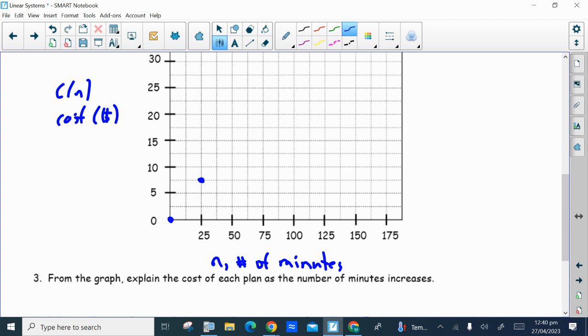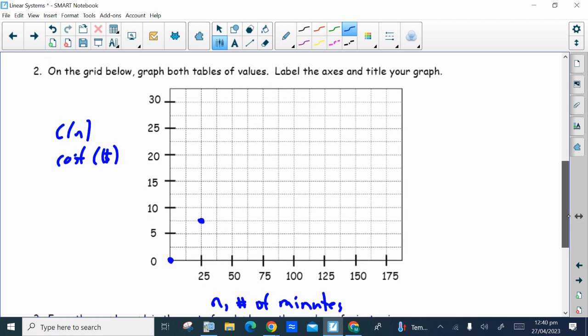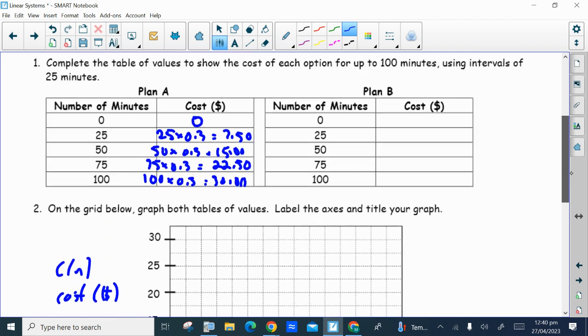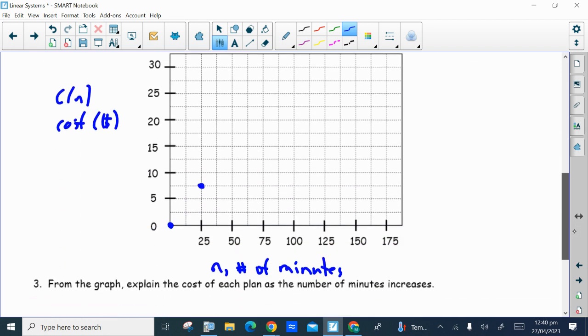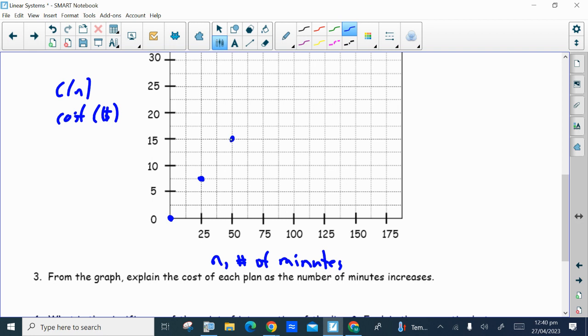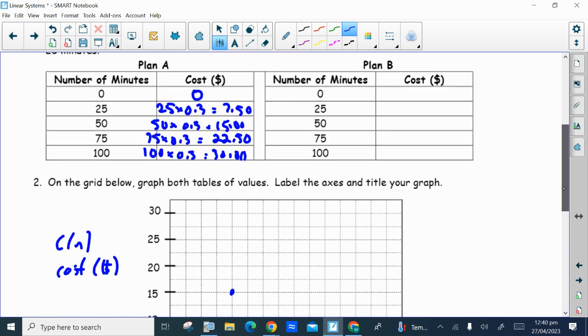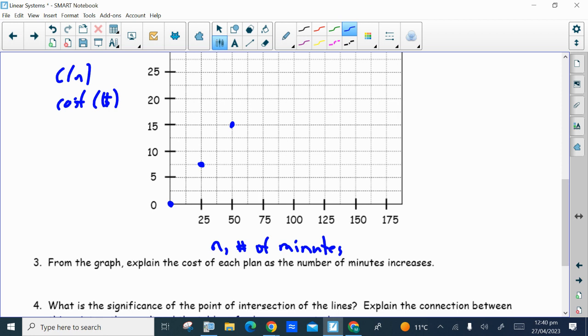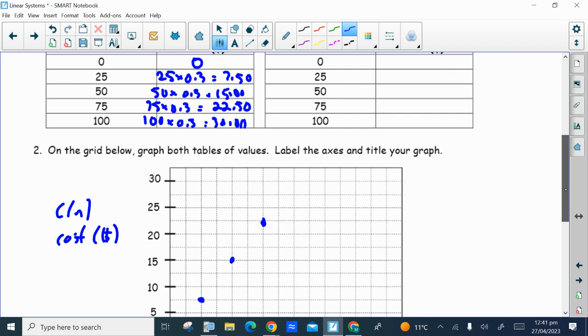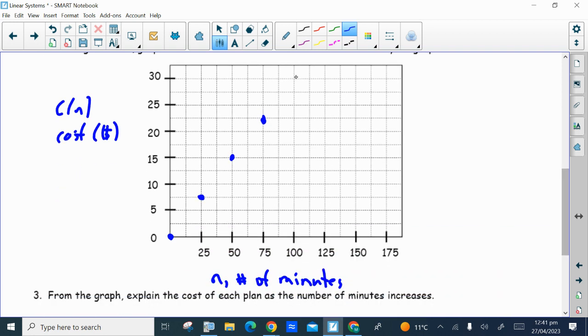Remember that every graph needs to be labeled. So the next point we'll have is the point 50, 15. 75, 22.50, which is halfway between 20 and 25. And then 100, 30. So there's our last point.